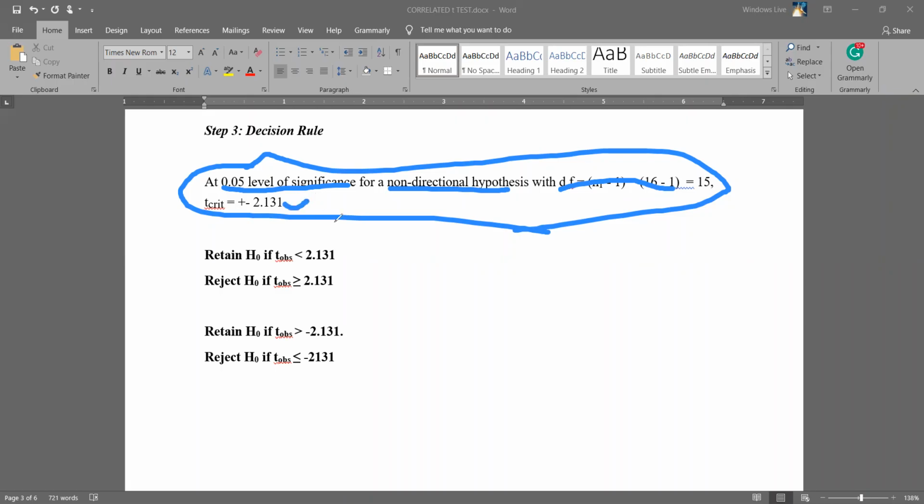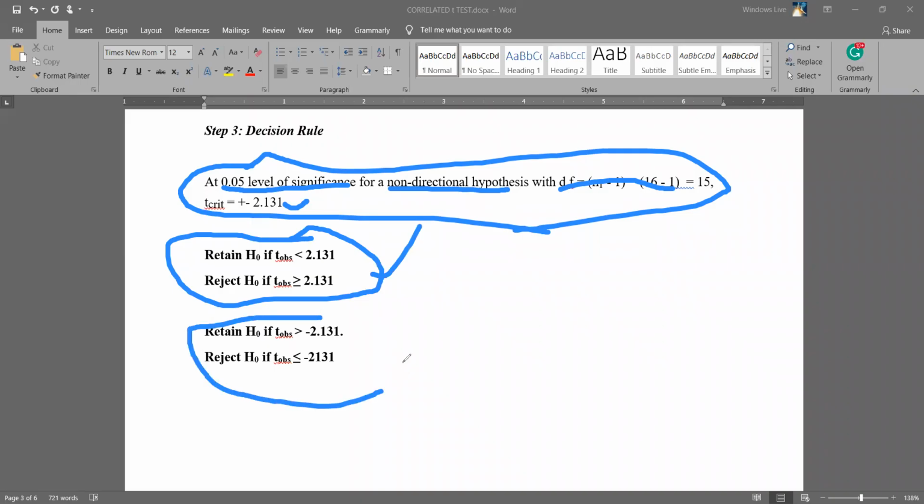So since it is non-directional, it means you're supposed to state two decision rules. You state the positive decision rule and the negative decision rule, because you don't know the direction your information will head towards. Hence, you're supposed to state both the positive and the negative decision rule. And there's the format you're supposed to do it.